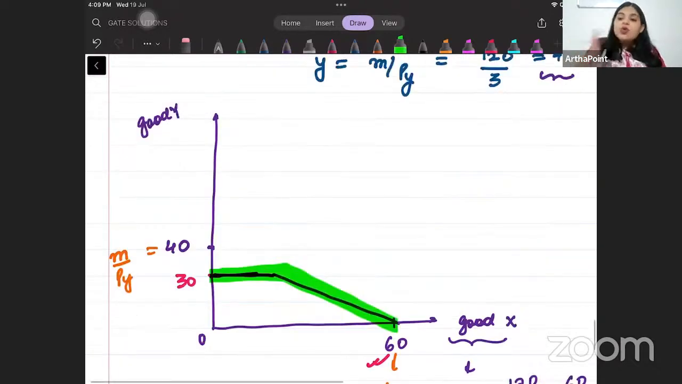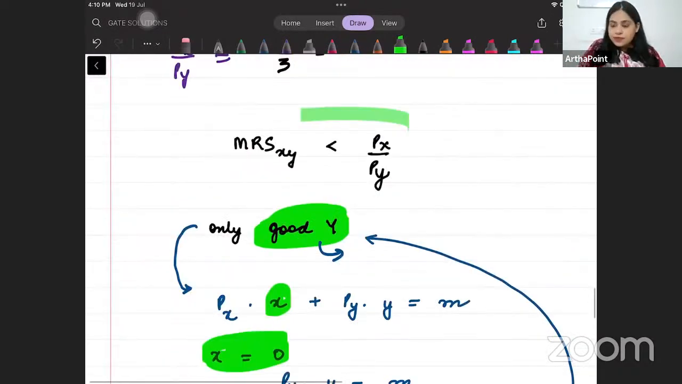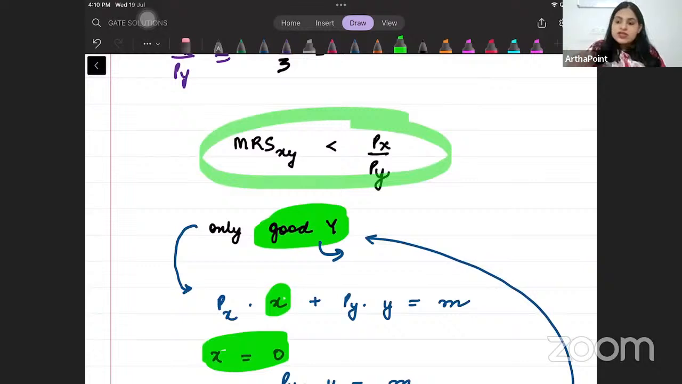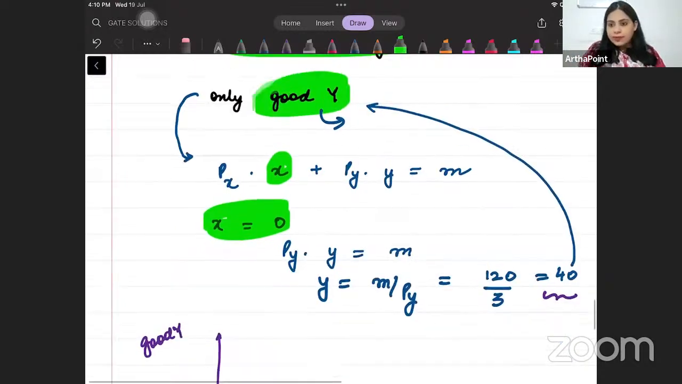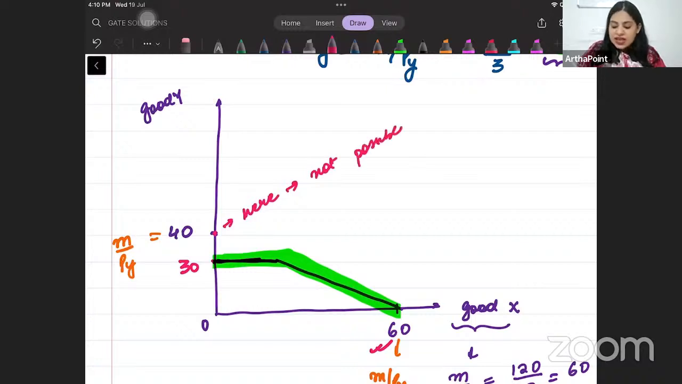The equilibrium you have got, we got it from this condition. And when we solved this condition, we got that you should consume only good Y. And by consuming only good Y, I should be consuming here. But this is not possible because at max I can consume 30 units of good Y. Are you getting it? 40 is not possible. At max I can consume 30 units of good Y.